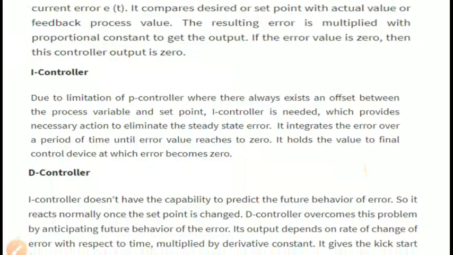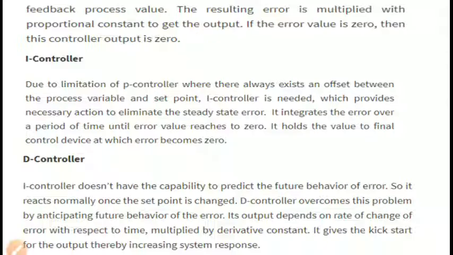Another is the I controller, that is the integral controller. Due to the limitation of the P controller, where there always exists an offset between the process variable and the set point, the I controller is needed, which provides the necessary action to eliminate the steady state error. It integrates the error over a period of time until the error value reaches 0. It holds the value to the final control device at which the error becomes 0.